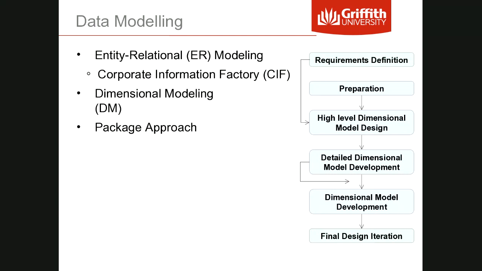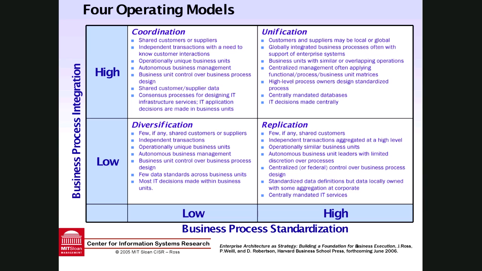We can't look at what they're doing if we don't understand what they're doing. And what often happens in this process, which sounds really strange, is that we don't understand our own processes. So if we go up to the top side again where it's high and high, it's got customers and suppliers, maybe local or global, globally integrated business processes, often with support of enterprise systems. And the third point, business units with similar or overlapping operations. Then the fourth point, centralized management often applying functional process business unit matrices.